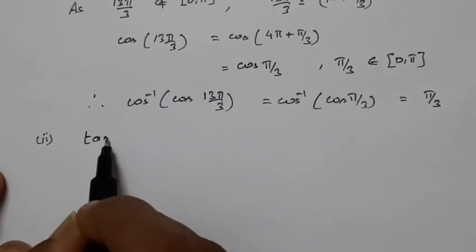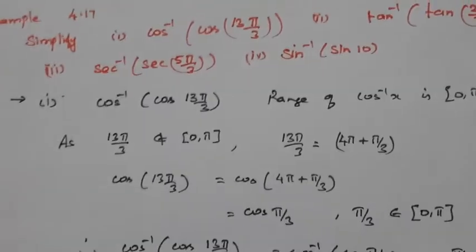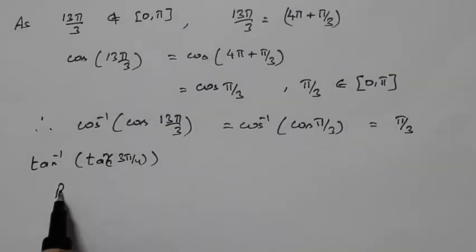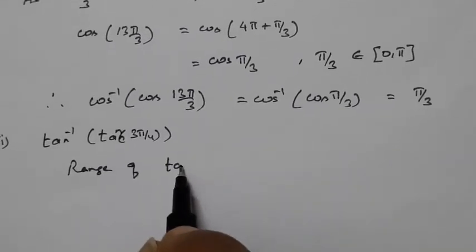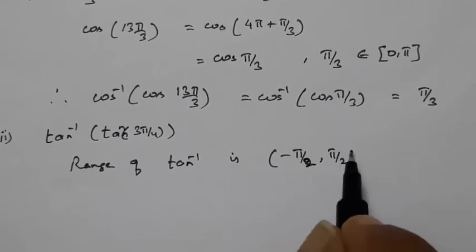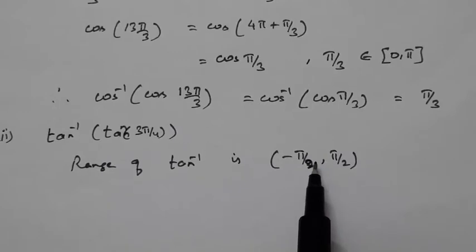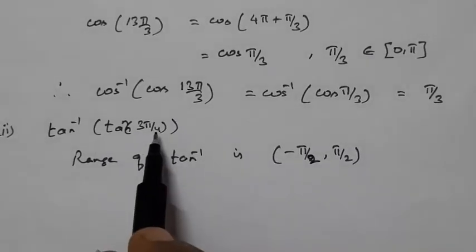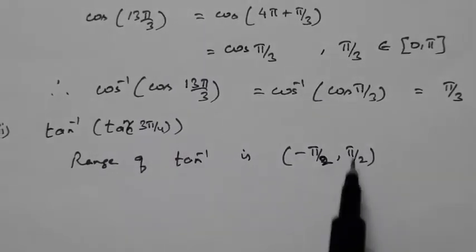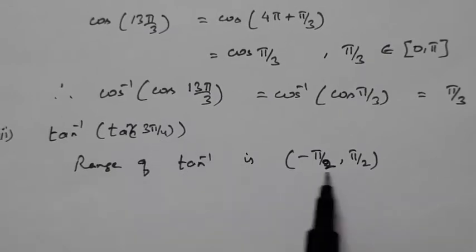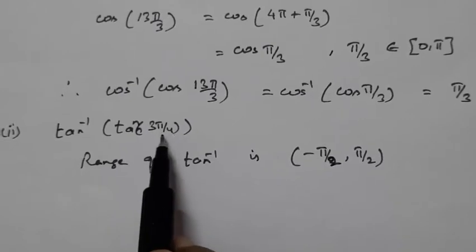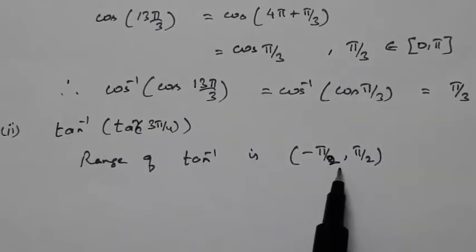Now the second one is tan inverse of tan 3 pi by 4. You know that the range of tan inverse is the open interval minus pi by 2 to pi by 2. That means the angle is in the fourth quadrant or the first quadrant. But 3 pi by 4 is 3 into 45, which does not belong to this interval. Therefore we have to find an angle in this interval such that the tan values are equal. So you have to replace it by another angle whose tan values are equal, which lies in this interval, right?